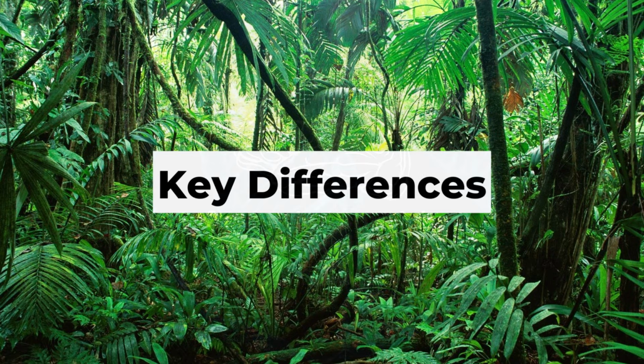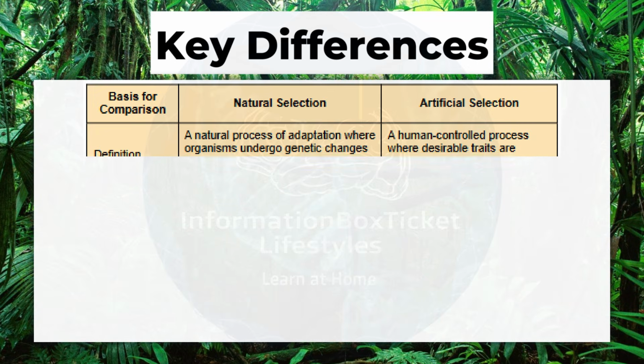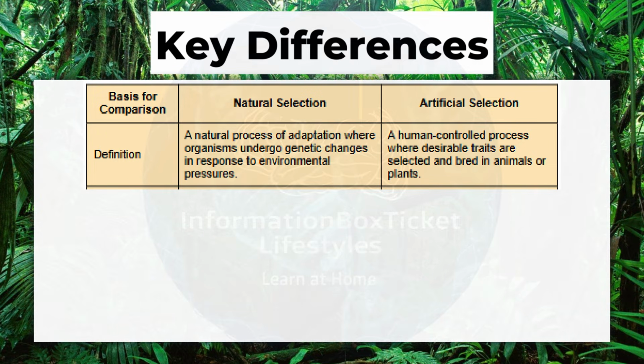Key differences: natural selection versus artificial selection. Natural selection is a process of adaptation by an organism to the changing environment through selective changes in its genotype or genetic composition, whereas artificial selection, also known as selective breeding, is the process in which humans identify and breed animals or plants with desirable traits to develop specific phenotypic characteristics.